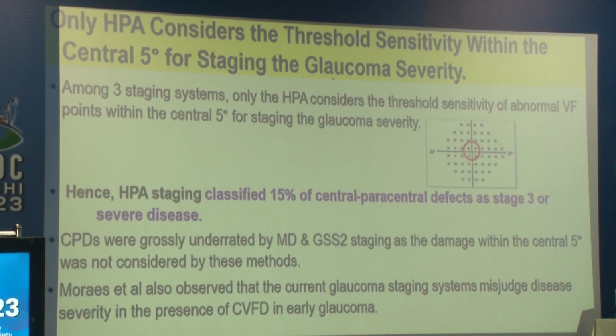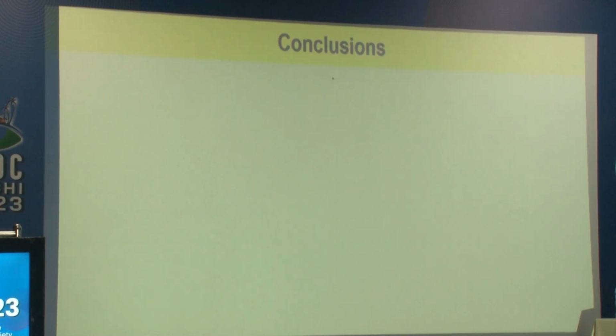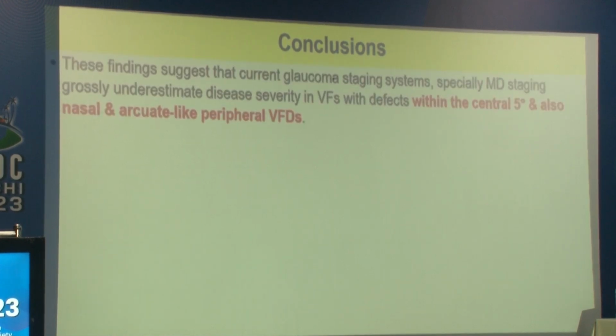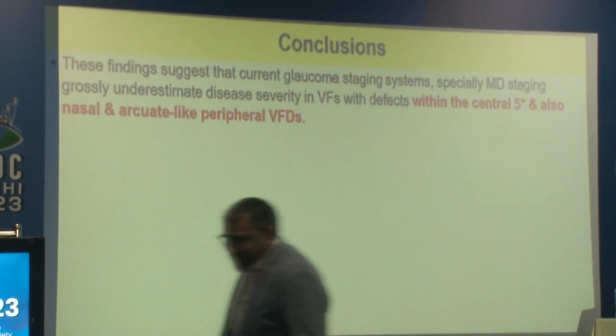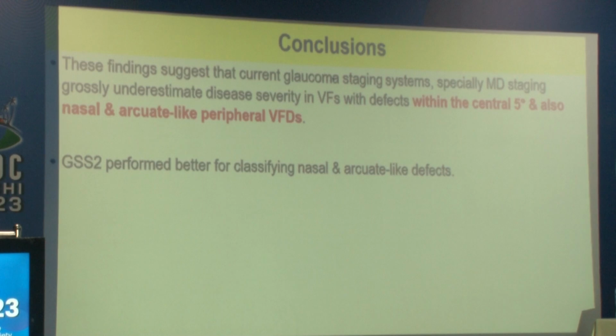Quickly wind up, otherwise it will be over. Mores et al. observed that the current glaucoma staging system misjudged disease severity in the presence of central visual field defect in early glaucoma. So we could conclude that these findings suggest that the current glaucoma staging system, especially mean deviation staging, grossly underrates disease severity in visual field defects with defects within the central 5 degrees and also nasal and arcuate-like peripheral visual field defects.